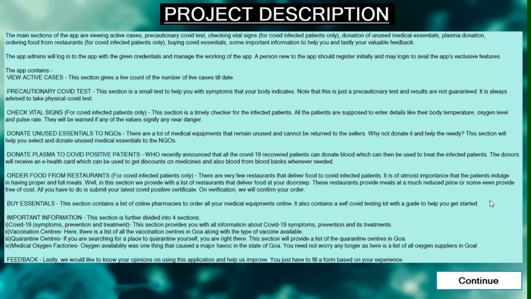This is the project description. The main sections of the project are viewing the active COVID cases, taking the precautionary COVID test, checking for vital signs for the infected COVID patients, donating unused essentials to the NGOs, donating plasma to COVID patients, ordering food from restaurants, this is only for the COVID patients, buying essentials, important information, and lastly the feedback.